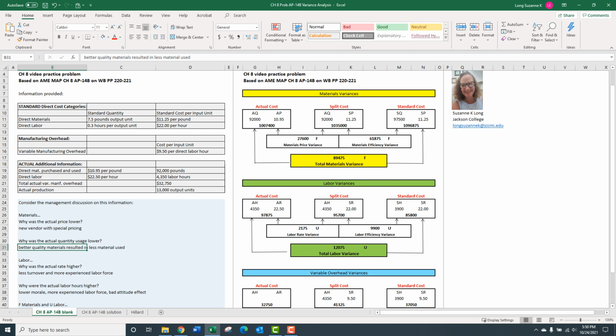So those are just some ideas on that. Of course, we don't know. This problem doesn't tell us. The point is that we would go and find out. This would be an indicator to go find out why we are using less than we planned.